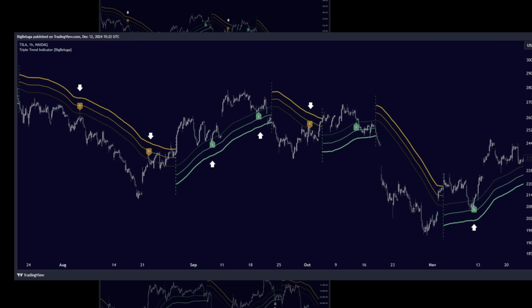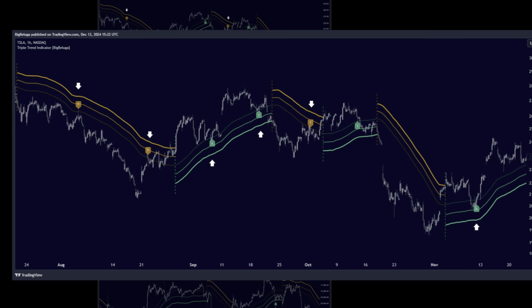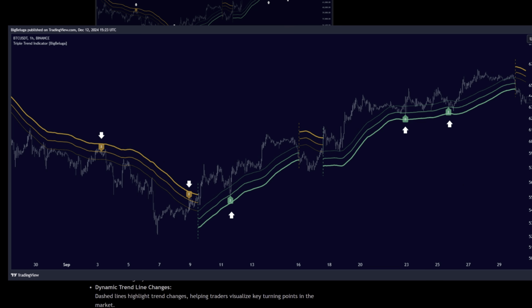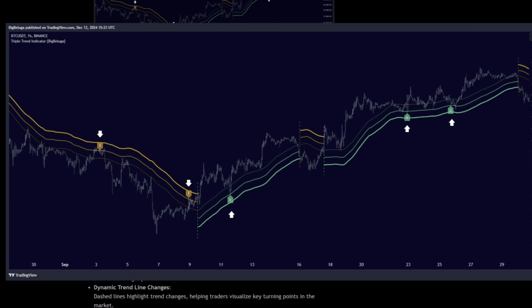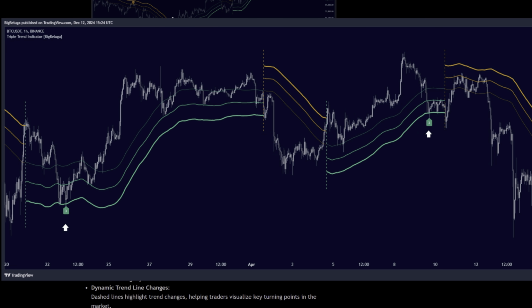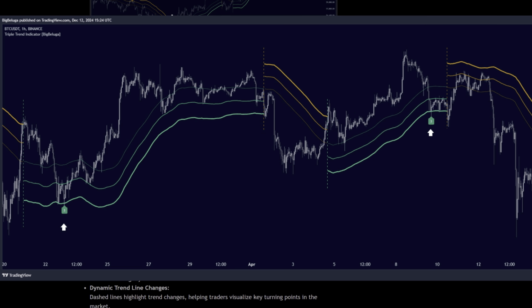Notice what we're not doing. We're not entering trades simply because the indicator changes color. We're using it as a map. It tells us which direction deserves our attention, nothing more. Think of it as a filter that keeps us focused on the side of the market that currently has the advantage.